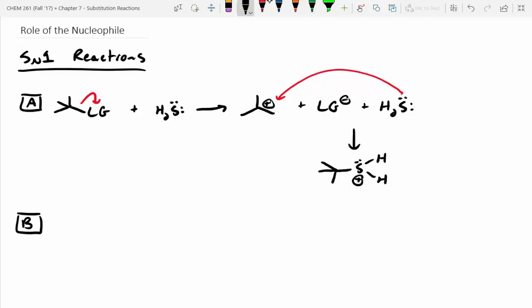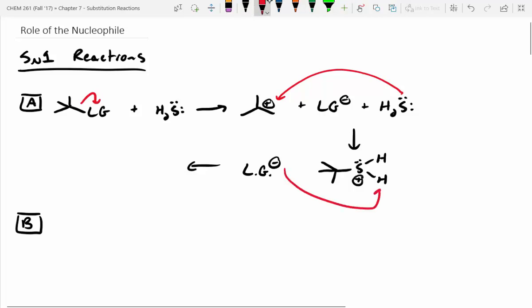Okay, so now we've got this. What do you think the last step will be in order to get to a neutral compound? Meaning right now our sulfur has a charge. We've got to steal one of those protons back, right? The only thing that can steal a proton back at this point is our hypothetical leaving group. So it could deprotonate that. Now we've got this functional group with sulfur. What's that called? A thiol, right? So this would be our product.